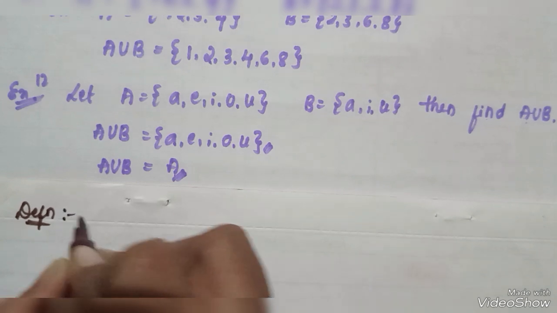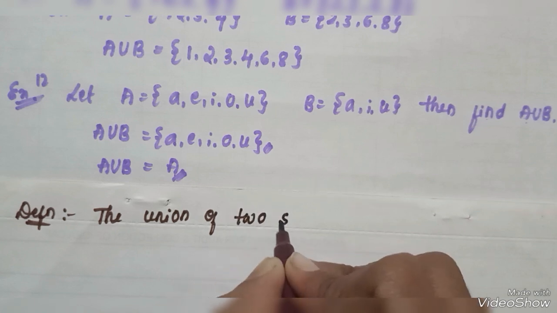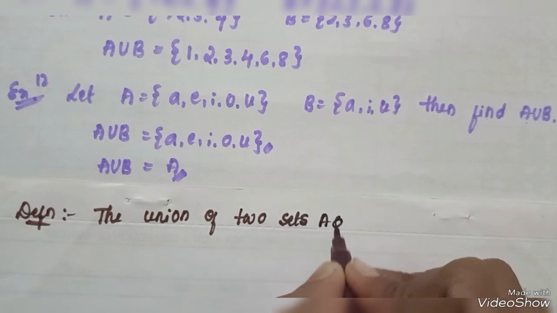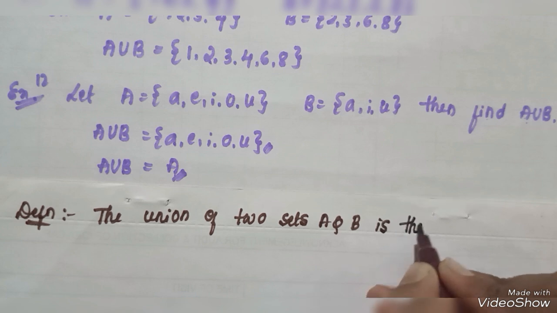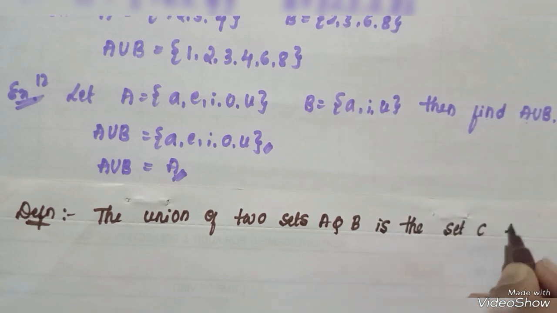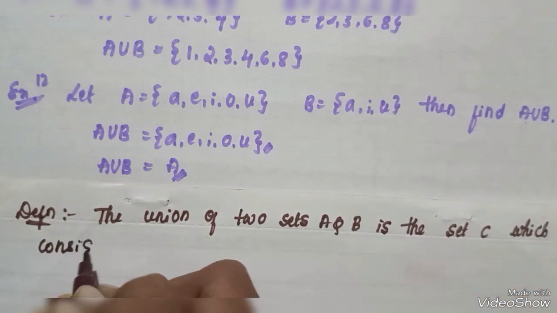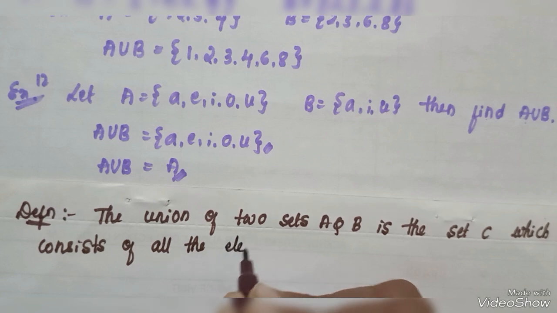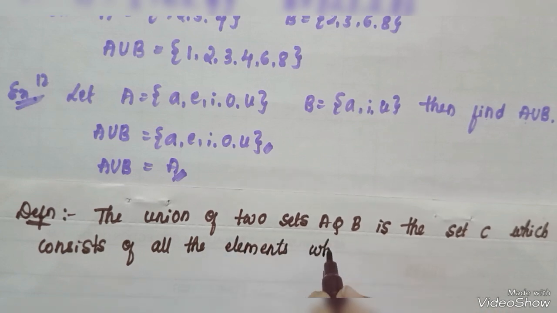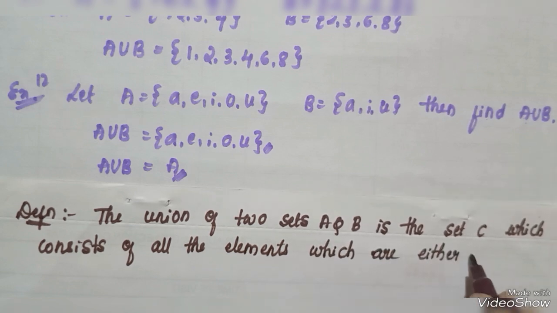Okay, the union of two sets A and B is the set C, which consists of all the elements which are either in A or B.